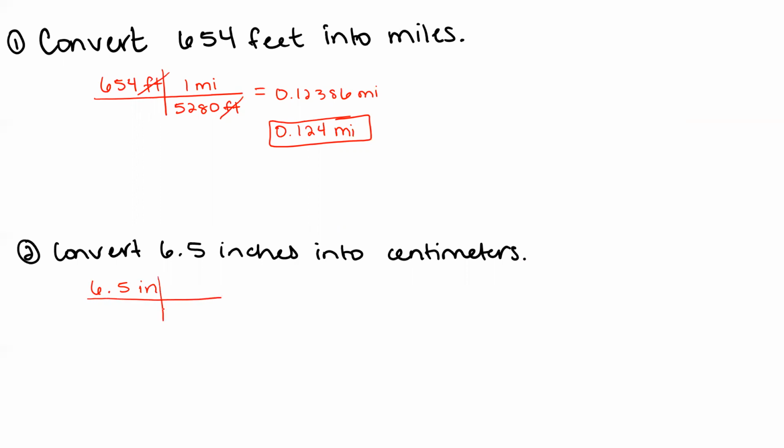We're going to create our bracket, and we know that 1 inch is equal to 2.54 centimeters. So we're going to multiply across 6.5 times 2.54, divide by 1. Our units cancel. And we're going to be left with 16.51 centimeters. When we apply sig figs, we actually round up to 17 centimeters for a final answer.